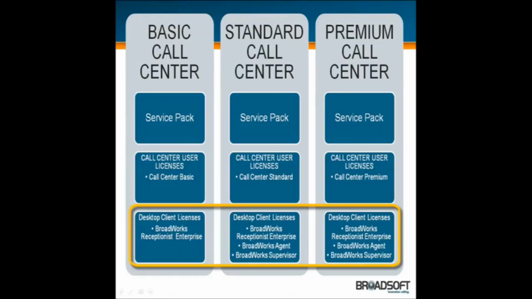The BroadWorks Receptionist Enterprise version provides an integrated queuing capability that functions with any type of call center, including the basic call center. The BroadWorks Agent and Supervisor clients are designed specifically for a call center environment and provide the user with the ability to handle incoming calls, manage their availability, and run reports. The Supervisor client also provides tools designed to help manage call center agents and queues. These licenses are only supported with standard and premium call center queues.